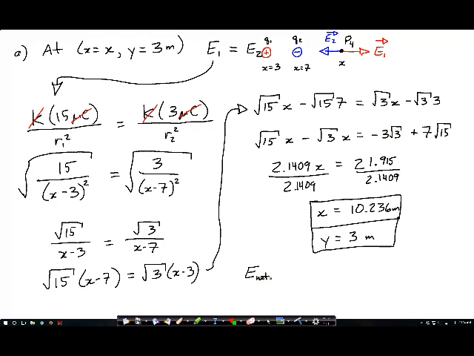So the net electric field equals 0 at x is equal to 10.2 and y is equal to 3 meters.